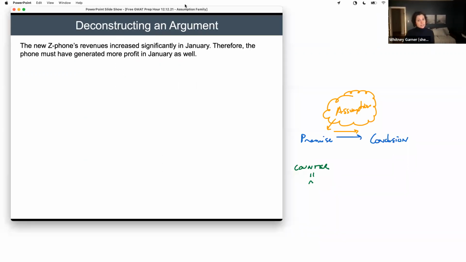Okay, so let's start with a really silly argument and let's identify what the pieces are. Let's take a moment to read.